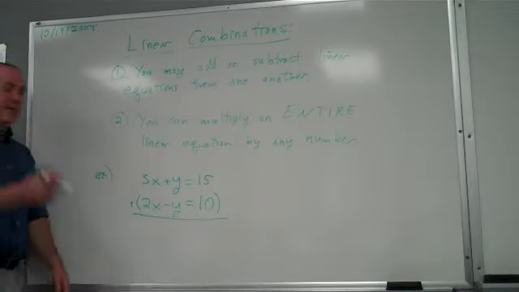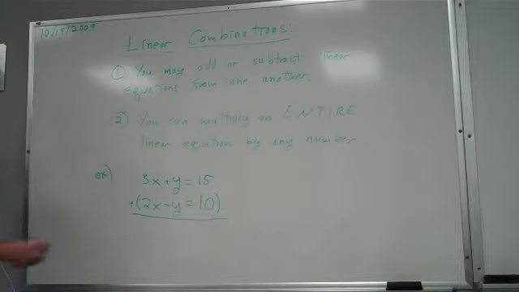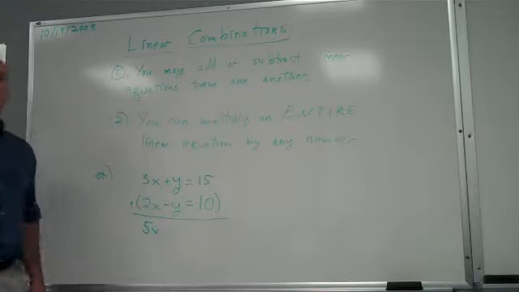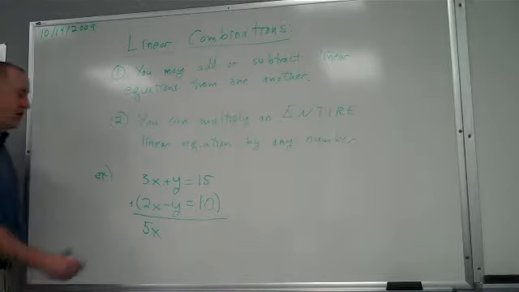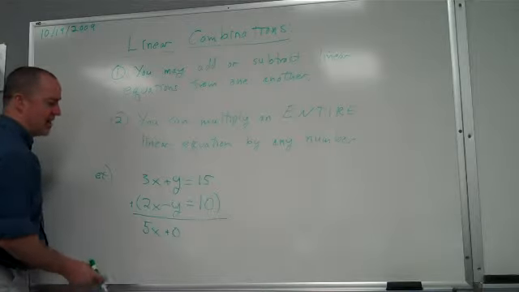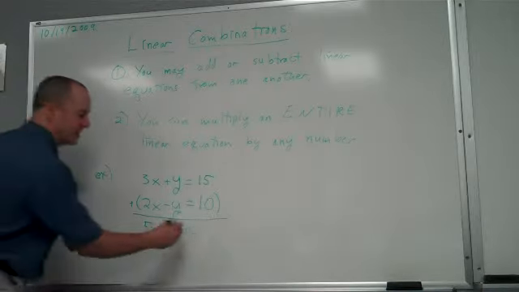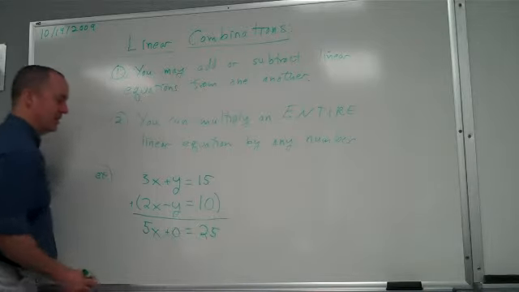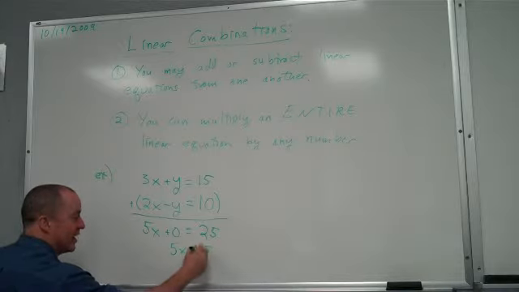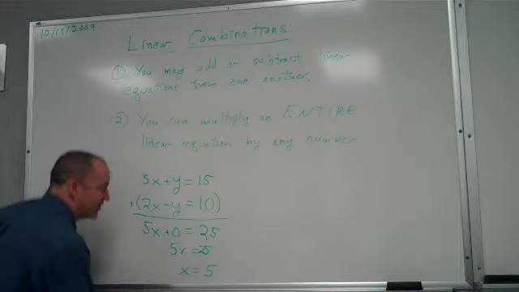Let's see what happens here. What is 3x plus 2x? 5x. What is y plus negative y? 0. One positive y, one negative y cancel each other out. What's 15 plus 10? 25. So I have 5x equals 25, excuse me, I was jumping ahead to the answer. So x equals 5 after I divide both sides.